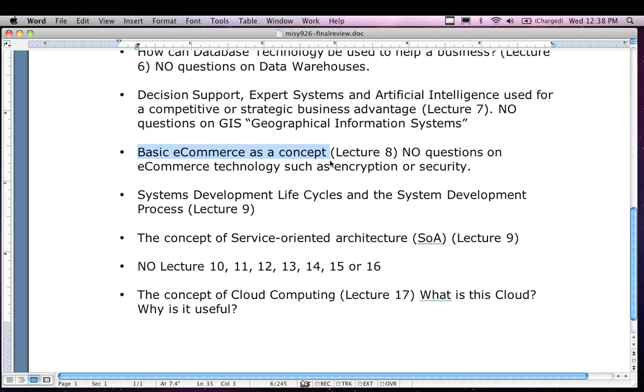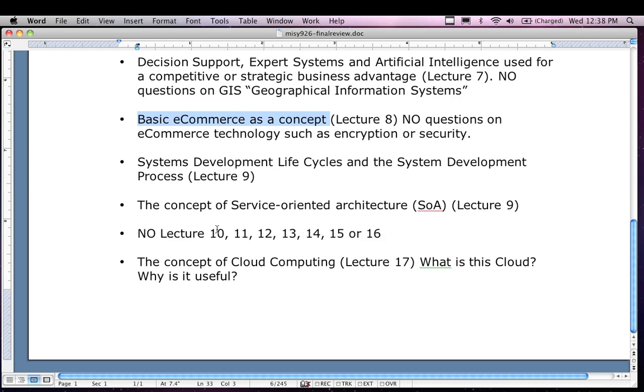What did I miss? Oh, here we go. Here's the best part of this entire review lecture. No lectures 10, 11, 12, 13, 14, 15, 16. If you have a curiosity, you can go through those, but you don't really need to. Some of them might help you with some of the case studies or the assignments for the course. But I stopped on lecture 9.